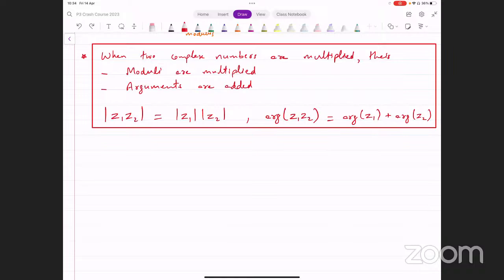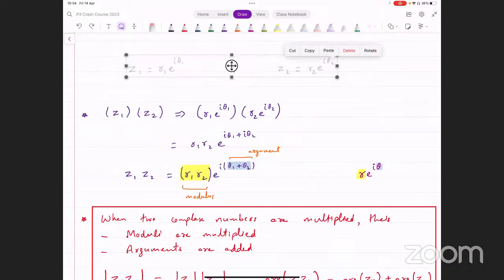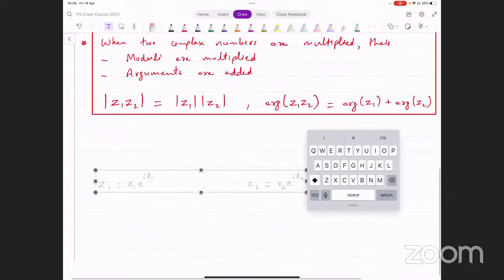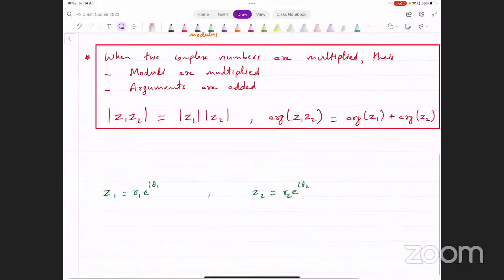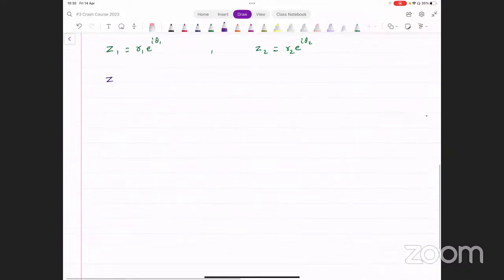Okay. We have a similar result for division as well. So if I were to take that same set of complex numbers, Z1 and Z2, and do the same exercise for when the two numbers are divided. So we have Z1 equals this and Z2 equals this. Now, if I were to figure out what Z1 over Z2 is, what would that be? R1 e raised to power iota theta 1 divided by R2 e raised to power iota theta 2. What result does that give us?